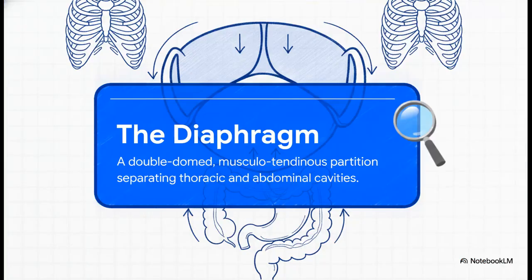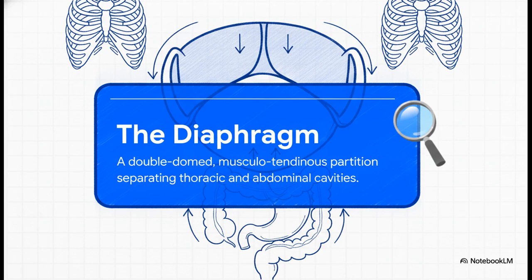So before we can even begin to tackle complex breathing mechanics or referred pain, we need to clearly define what this structure is and how it sits inside the human body. We always have to start by defining our terms, right? The diaphragm is essentially a biological wall. Think of it as the VIP bouncer standing directly between your chest and your abdomen. It's a double-domed, musculotendinous partition that firmly separates your thoracic cavity above from your abdominal cavity below.